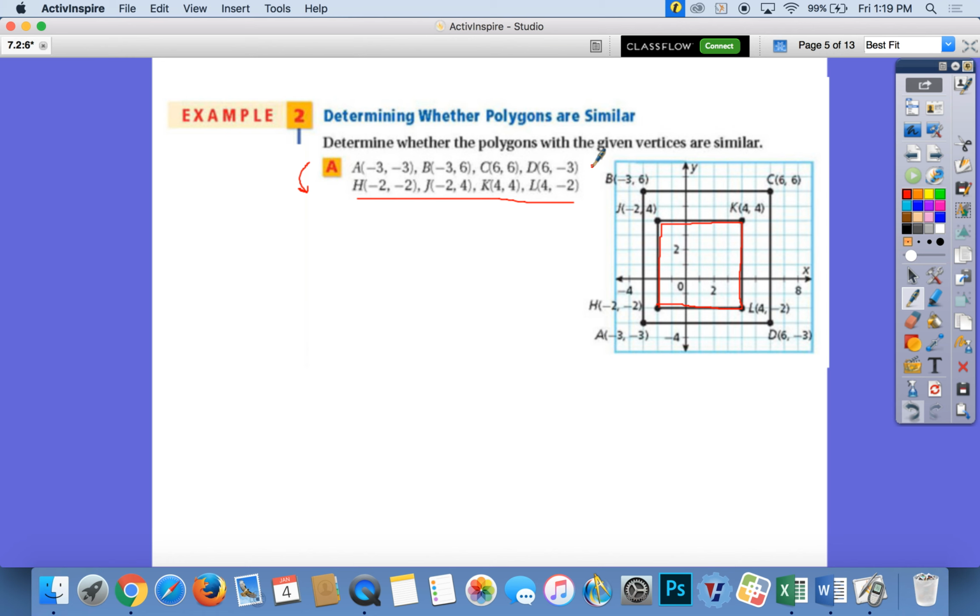So I'm going to go through, guys, and say, okay, if I'm going from A to H, do I have the same ratio? This is my similarity ratio, 3 to 2. If I go from B to J, I also get 3 to 2. And if I go from 6 to 4, I get 3 to 2. Likewise, if I go from C to K, I get the same similarity ratio, and if I go from P to L, I get the same similarity ratio.